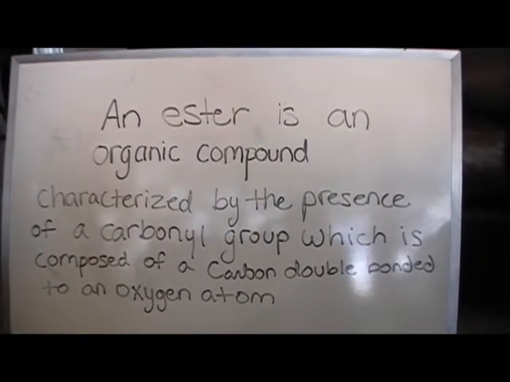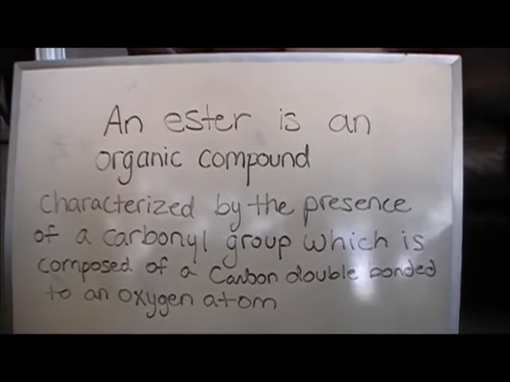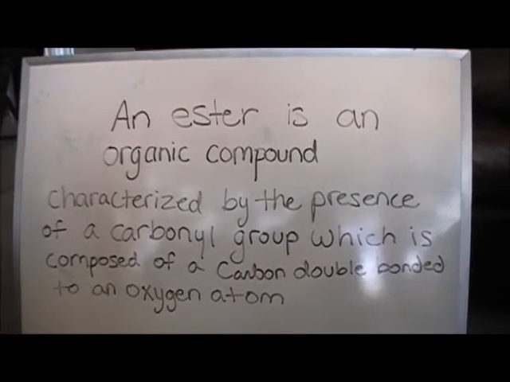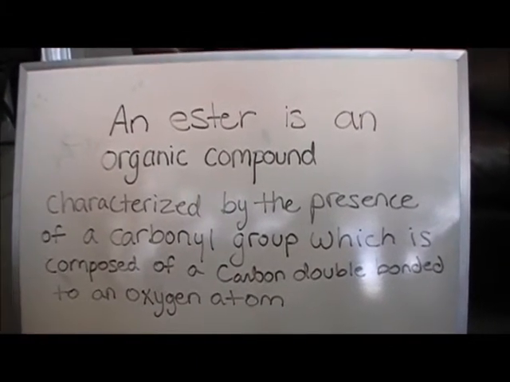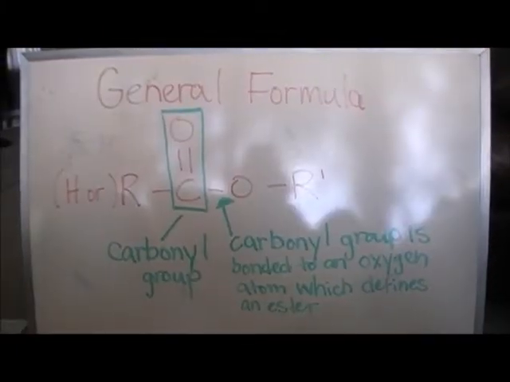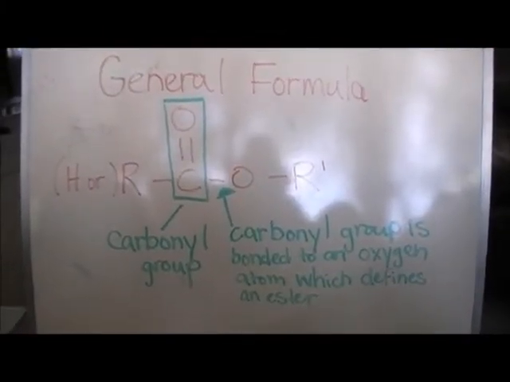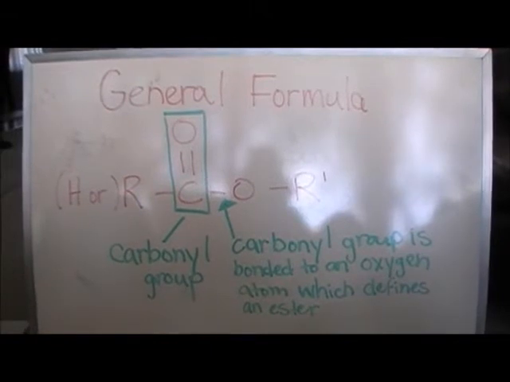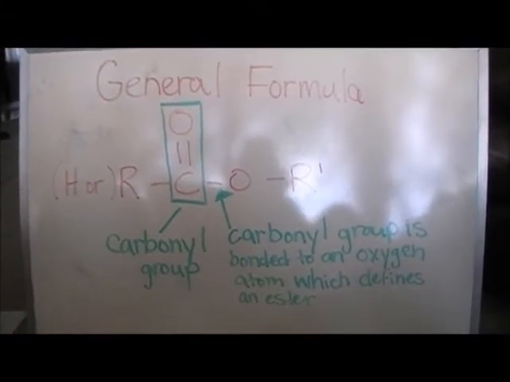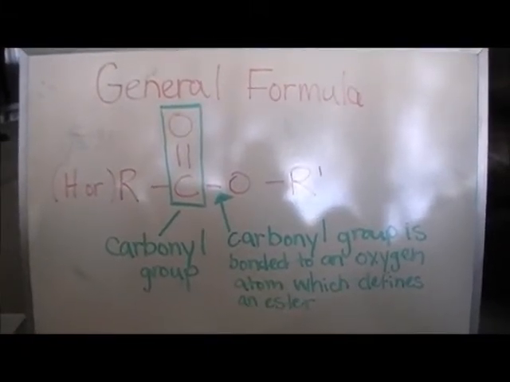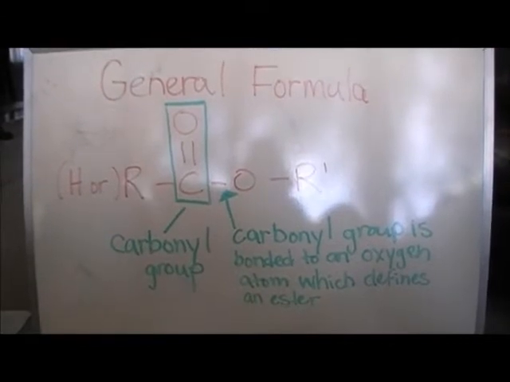An ester is an organic compound characterized by the presence of a carbonyl group, which is composed of a carbon double bonded to an oxygen atom. This is the general formula of an ester. As you can see highlighted in green, there's the carbonyl group, which is bonded to an oxygen atom. This is the definition of an ester.